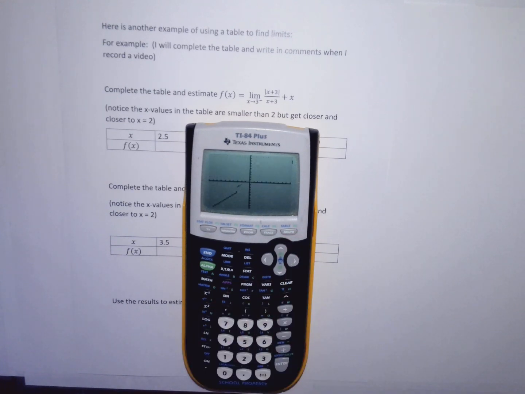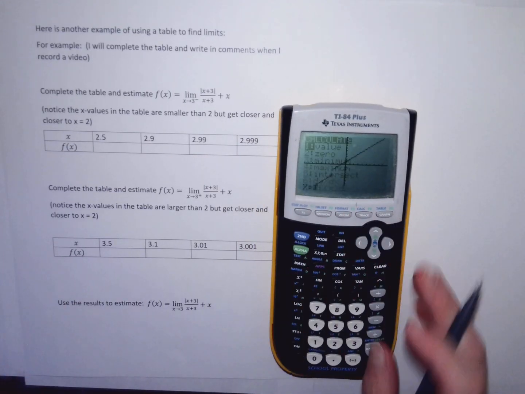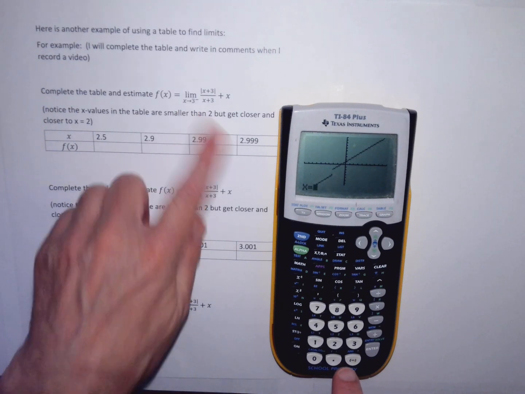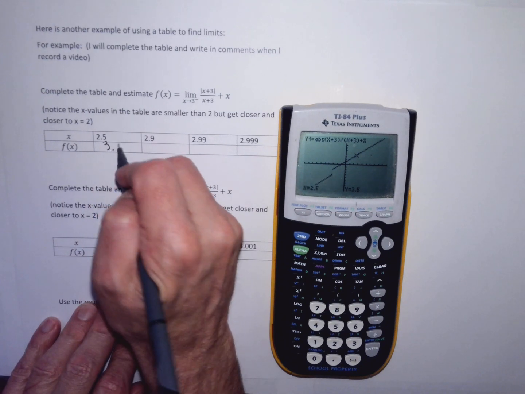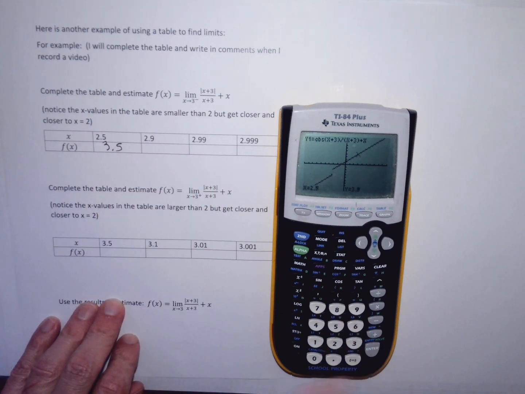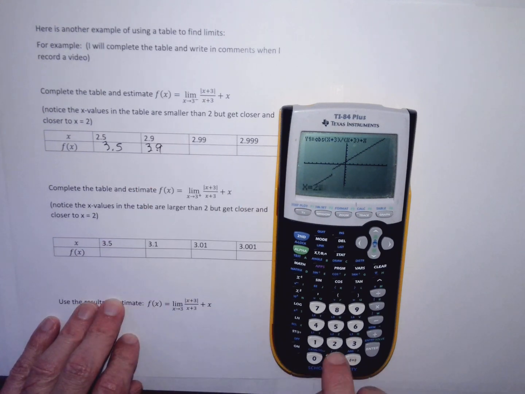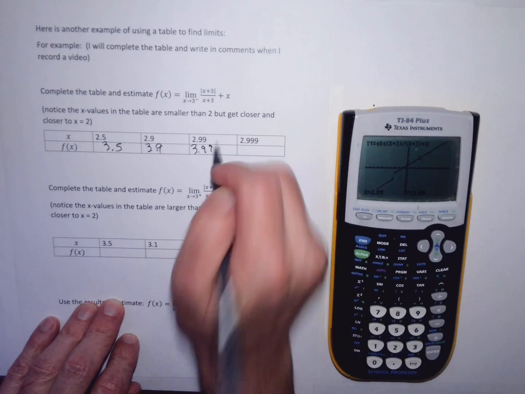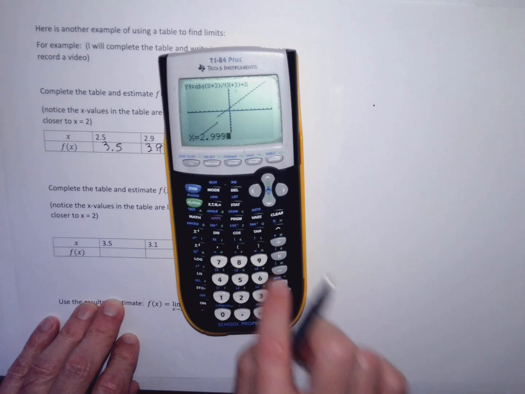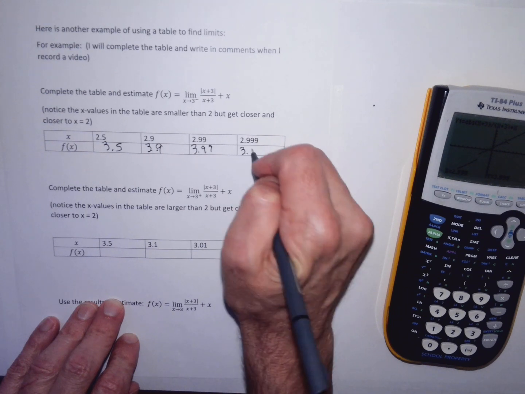I don't need to zoom anymore. And look at that jump in the graph. That's interesting, I guess. So let me start plugging numbers in. So second calc value. I'm plugging numbers in that are less than 3 but progressively closer to 3. So at 2.5, I get 3.5. At 2.9, I get 3.9. At 2.99, I get 3.99. And at 2.999, I get 3.999.